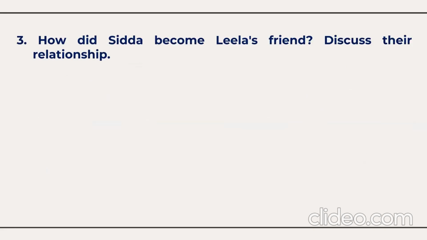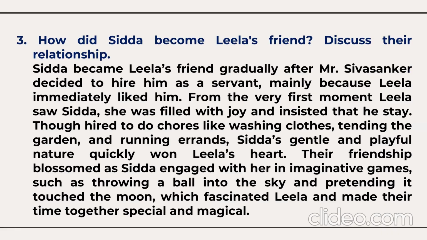How did Siddha become Leela's friend? Discuss their relationship. Siddha became Leela's friend gradually after Mr. Shiva Shankar decided to hire him. Leela's father decided to hire Siddha as a servant because Leela, a very little girl, immediately liked him. From the very first moment Leela saw Siddha, she was filled with joy and insisted that he should stay. Though hired to do chores like washing clothes, tending the garden, and running errands, Siddha's gentle and playful nature quickly won Leela's heart.